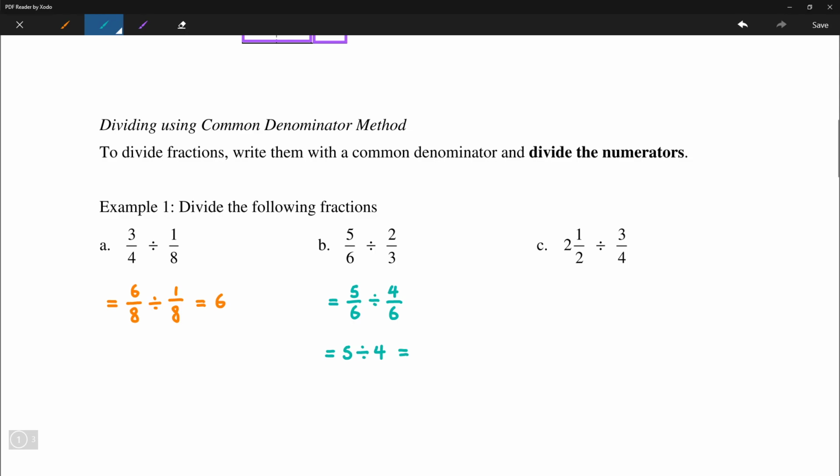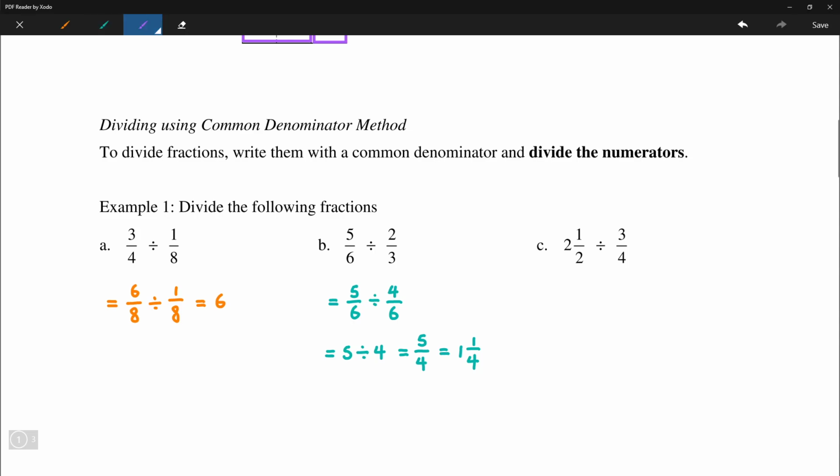Okay, which of course can be rewritten as a mixed number 1 1/4. Okay, which makes sense if we drew diagrams for this question, and 1 1/4 2/3 will fit in 5/6 is a good way of interpreting what we just looked at.